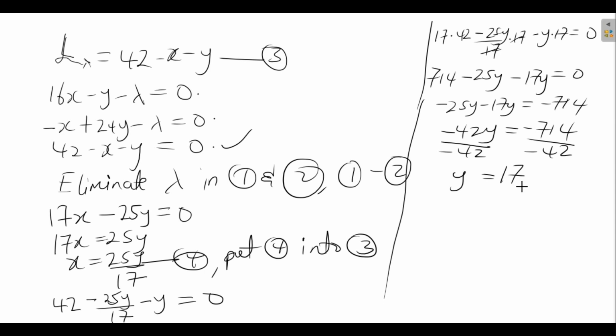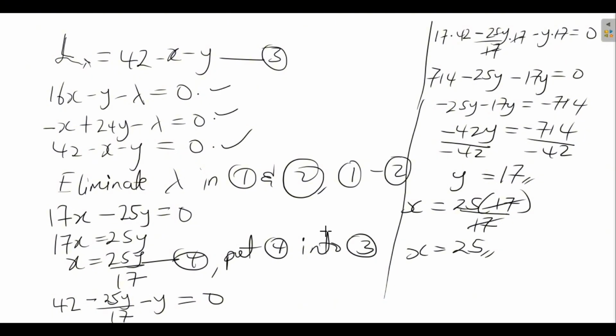Now the next step is to find the value of x. From equation 4, we can put y equals 17 into this equation, where we have x equal to 25y over 17. So our y becomes 17 over 17. Of course, clearly this cancels this. So our x is reduced to 25. So now we have x to be 25 and y to be 17. Let's go ahead to find lambda. In finding lambda, we can substitute the value of x and y into this equation or that equation.